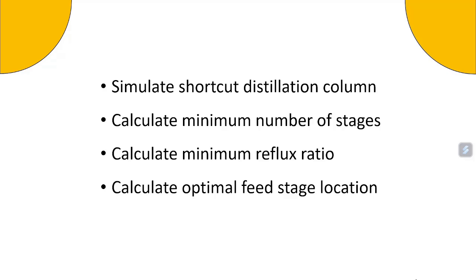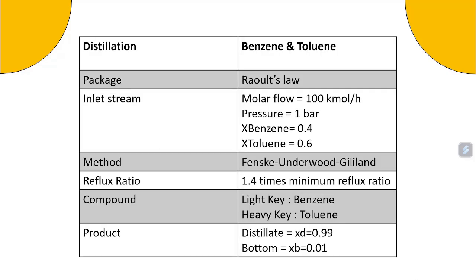We are using a distillation column to calculate the minimum number of stages, the minimum reflux ratio, and the optimal feed stage location. So let's see what we are going to distill today. Our major chemical compounds are benzene and toluene. The thermodynamic package which we will be using is Raoult's law. The molar flow rate is 100 kilomole per hour at 1 bar pressure. Benzene and toluene fractions are 0.4 and 0.6.